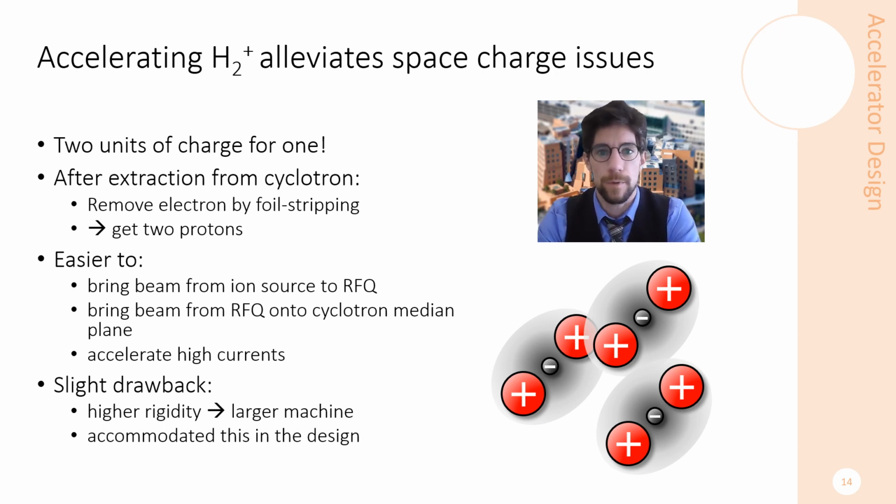Of course, it also comes with a bit of a drawback. As the H2+ is heavier than the protons, the higher magnetic rigidity leads to a slightly larger machine and to a slightly larger spiral reflector that we need to inject the beam into the cyclotron. But these are engineering challenges that we have addressed in the ISODAR design.